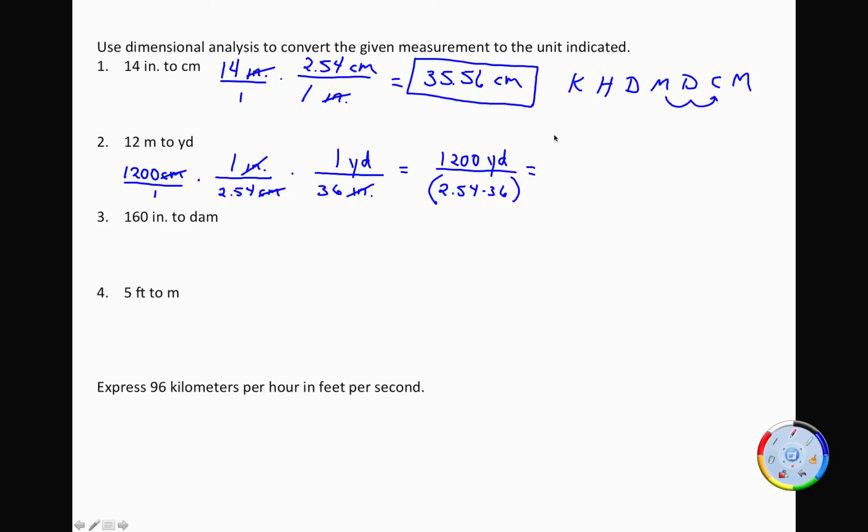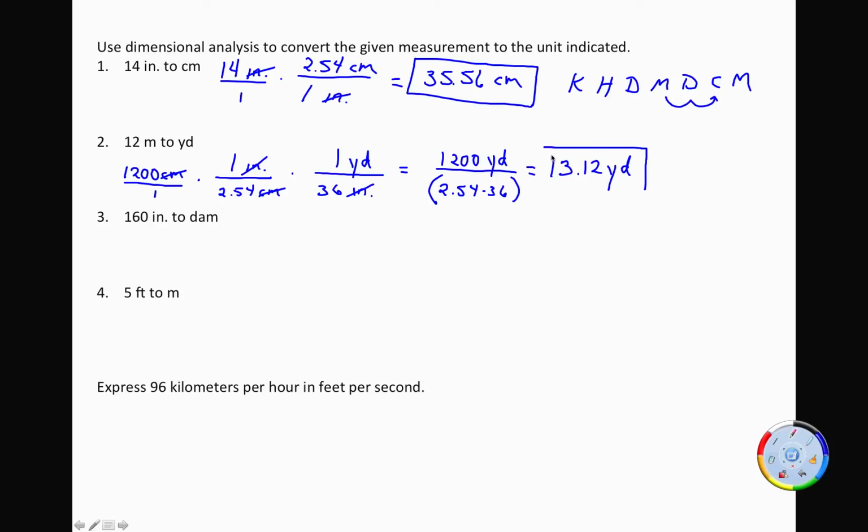So now I have 13, and we're going to continue rounding to 2 decimal places, even though it doesn't say up there. I really got 13.12335, dot, dot, dot. But I'm going to round this to 2 decimal places, 13.12 yards.